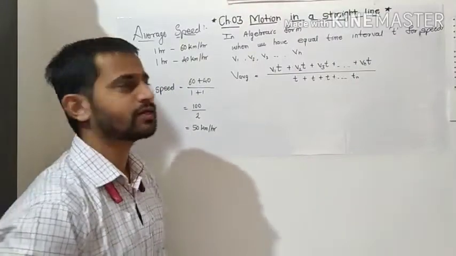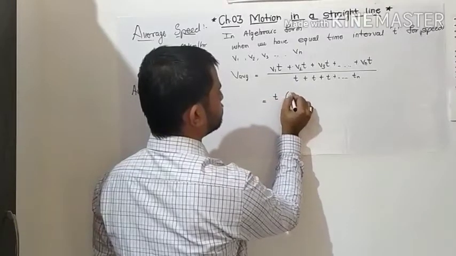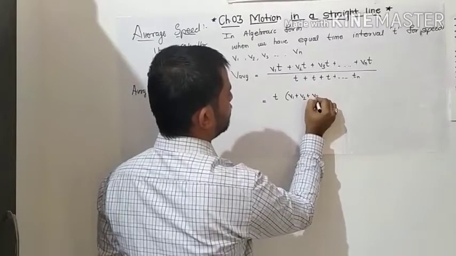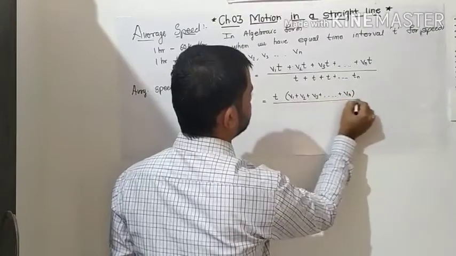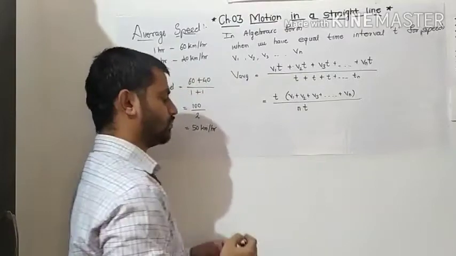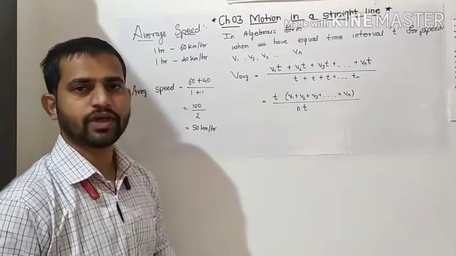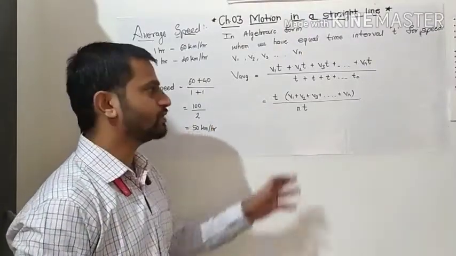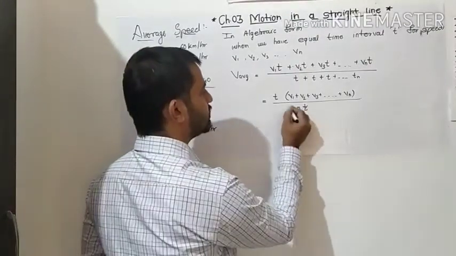So we can write it here as t into bracket v1 plus v2 plus v3 plus up to vn upon n into t. n times t we have to consider here. So our v average will be t into bracket v1 plus v2 plus v3 up to vn upon n into t. So this t will get cancelled here.